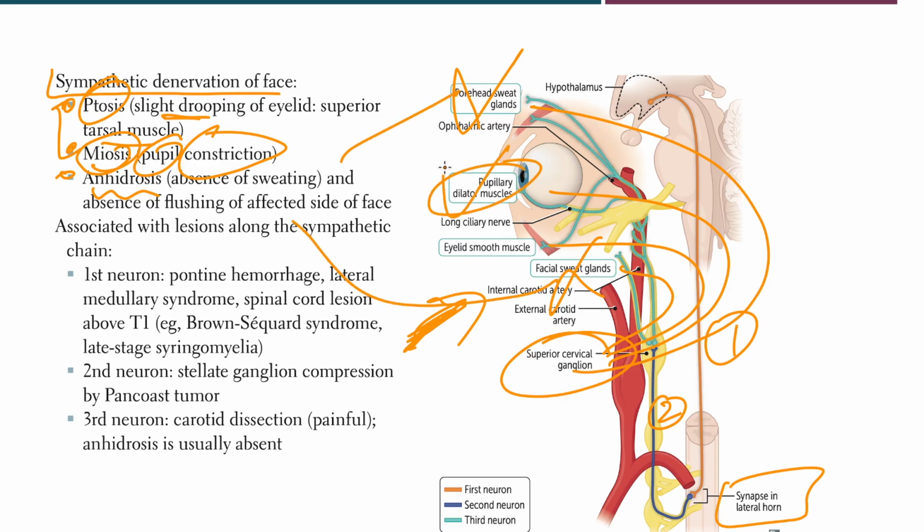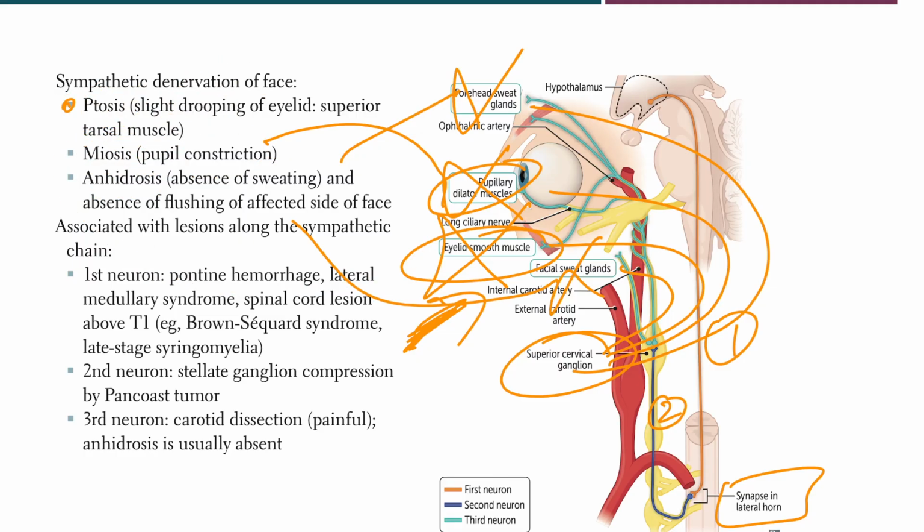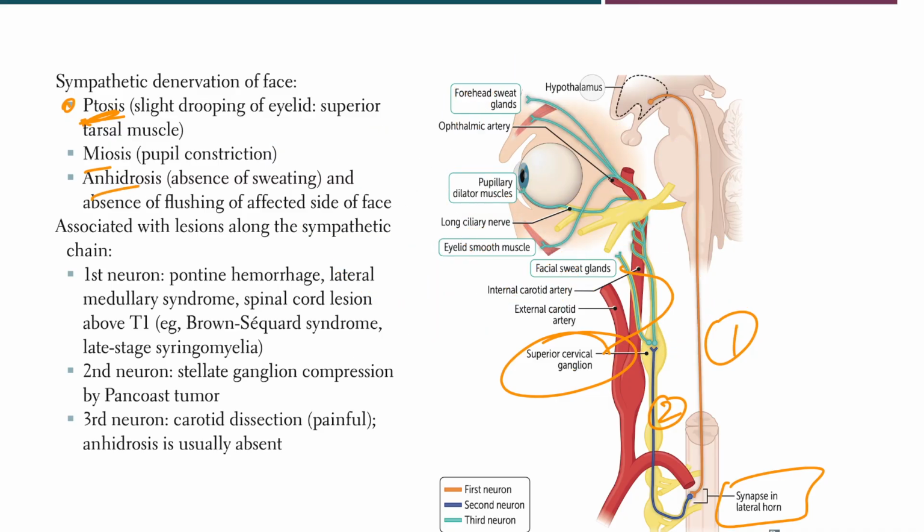For the pupillary dilator muscle, you can't use it anymore. It's going to cause miosis. Eyelid smooth muscle, you can't contract it anymore. It's going to cause ptosis, which is the drooping of the eyelid. Okay, so ptosis, miosis, and anhidrosis. Now, how do we knock them out? What is the cause of the problem?